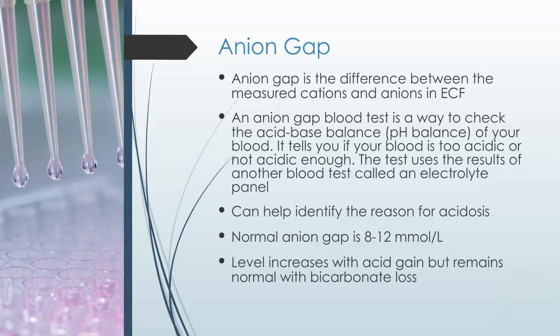Chemistry. And so this is one way that you can check and see what is going on even before we do an ABG. It can help to identify the reasons for the acidosis. A normal anion gap is between 8 to 12. And the level increases with acid gain, but remains normal with bicarbonate loss. And there's that formula that I was talking about here. That's sodium plus potassium minus the bicarb plus the chloride.